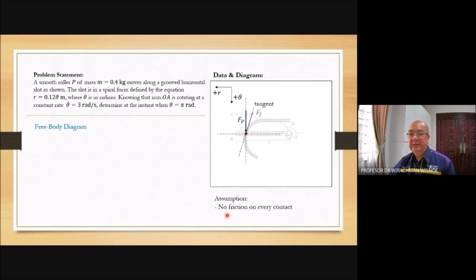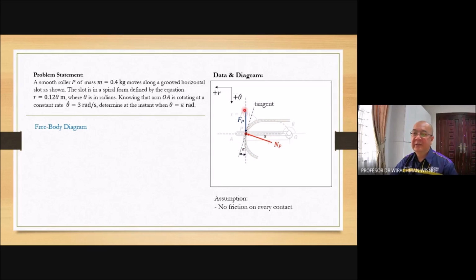So I put the assumption of no friction on every contact. If I put this assumption, I can neglect the friction force. And then the normal, that is normal to the tangent. So that is the reaction from the wall of the slot to the roller, N_P. Let's say this is the angle alpha. This alpha, of course, is there as well.